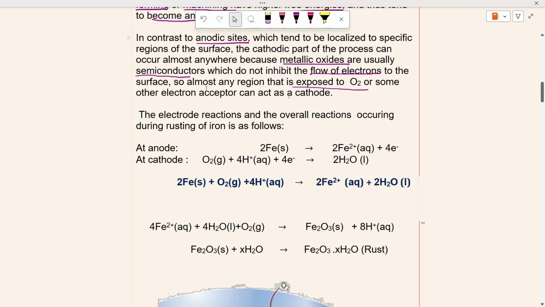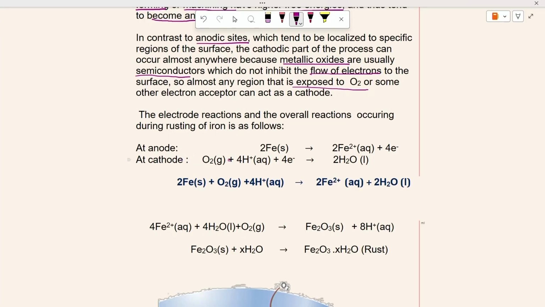These are the electrode reactions. In the anodic region, the iron gets oxidized to the ferrous Fe2+ state and releases the electron. This is of course an oxidation process. These are the regions where the metallic iron has higher free energy, and therefore they get oxidized as Fe2+.